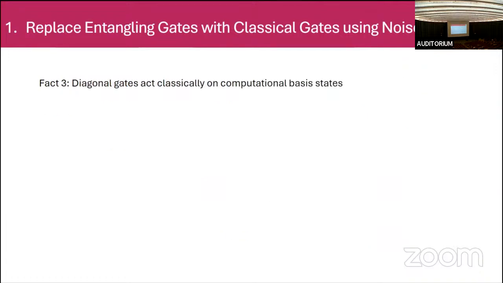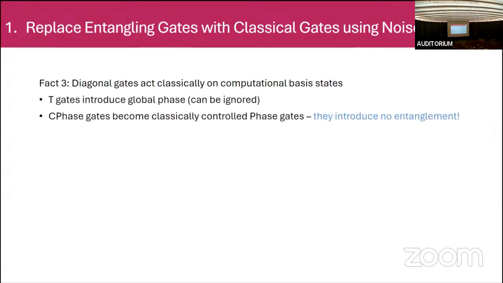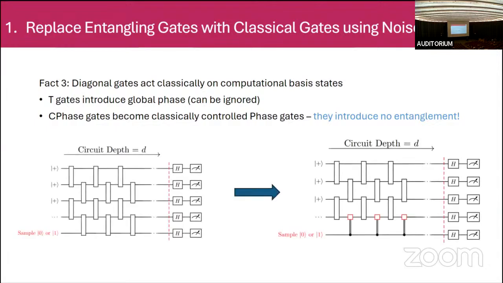The third fact we're going to use is that diagonal gates act classically on computational basis states. So T gates introduce global phase that can be ignored. The controlled phase gates become classically controlled phase gates, which don't introduce entanglement. So once you've sampled your 0s and 1s, these errored locations, the controlled phase gate that acts on these errored qubits acts classically. You have a classically controlled phase.